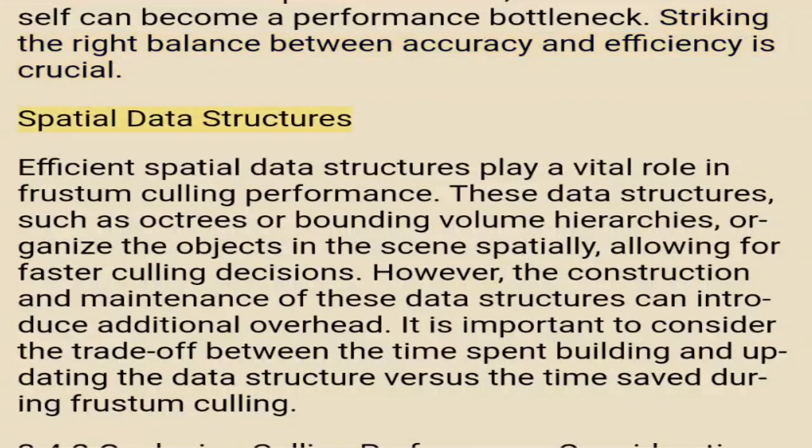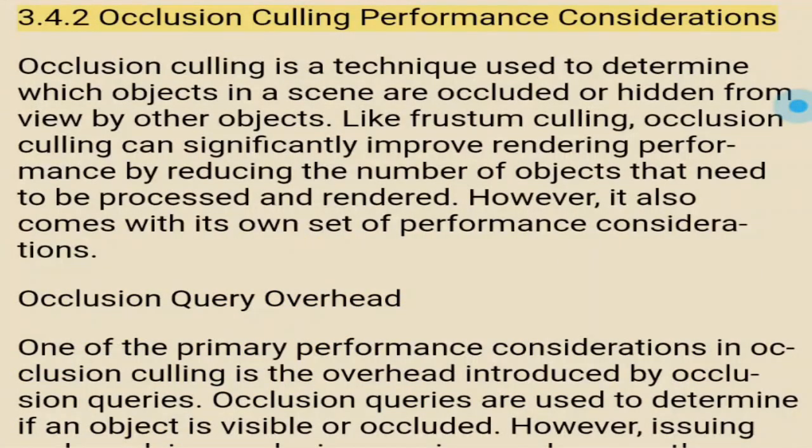Spatial data structures. Efficient spatial data structures play a vital role in frustum culling performance. These data structures, such as octrees or bounding volume hierarchies, organize the objects in the scene spatially, allowing for faster culling decisions. However, the construction and maintenance of these data structures can introduce additional overhead. It is important to consider the trade-off between the time spent building and updating the data structure versus the time saved during frustum culling.